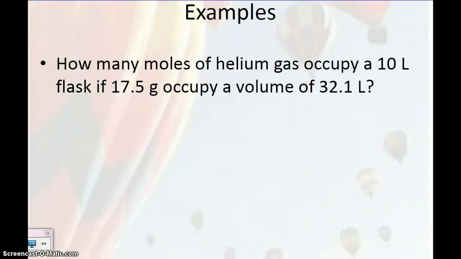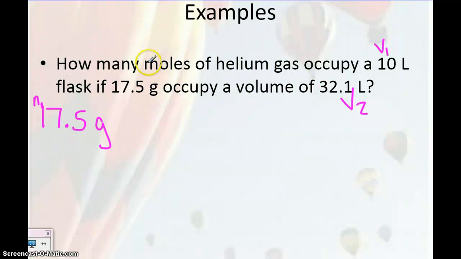All right, here is an example problem. The question: how many moles of helium gas occupy a 10-liter, well, that'd be volume, flask if 17.5 grams, well, we know we need moles, so this 17.5 grams is going to have to get us to moles. Okay, so this is going to be our N1. We'll come back to it in just a second. All right, occupy a volume of 32.1 liters. Okay, so this is our second volume.